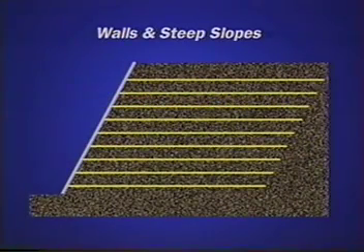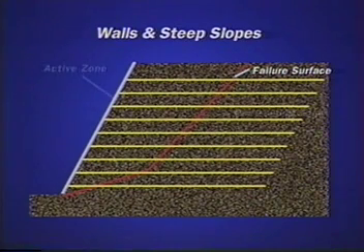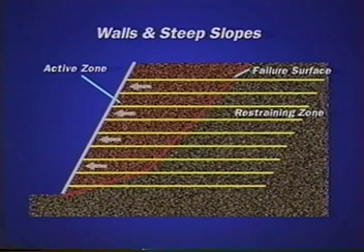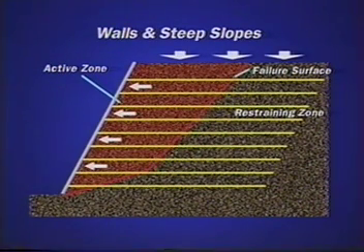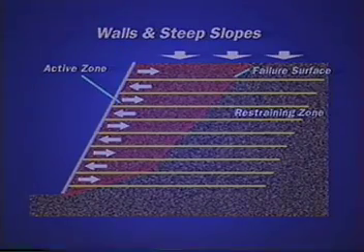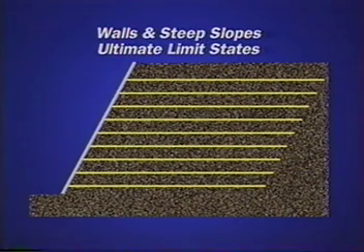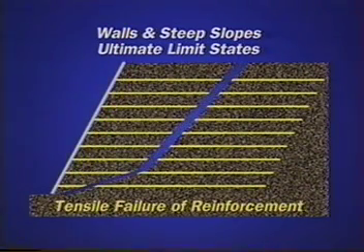Within the reinforced mass of a wall or steep slope, a potentially critical failure surface may divide it into two zones, the active and the restraining zone. The self-weight of the fill within the active zone, plus any other applied loading, may exert lateral earth pressures on the facing, which in turn induce tensile load in the soil reinforcement. If the tensile load applied to the reinforcement exceeds its strength, the reinforcement will rupture.